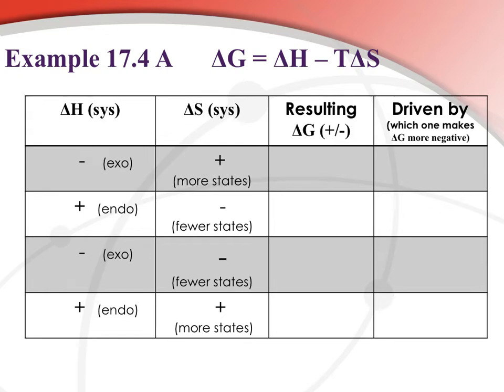Our Gibbs free energy equation becomes very important to predict whether or not a reaction will happen. And we will see two competing forces, the enthalpy and the entropy, competing to make a reaction's delta G favorable or unfavorable. We know that exothermic delta H's are favorable. The ones that require energy to go in, heat energy, are not favorable.